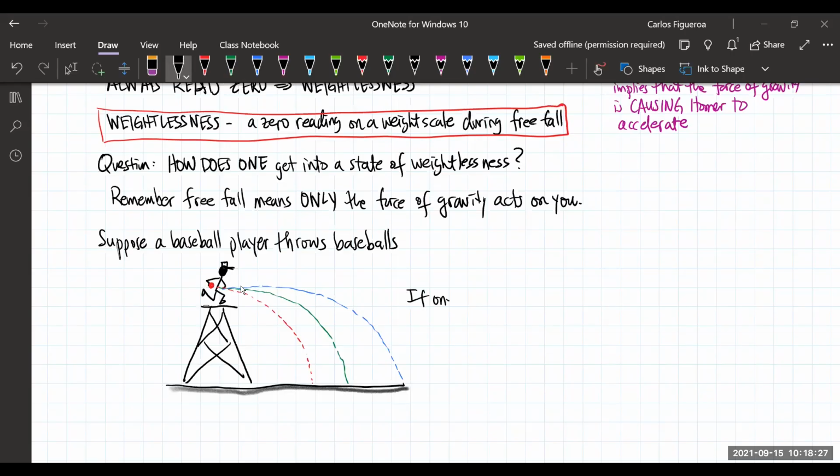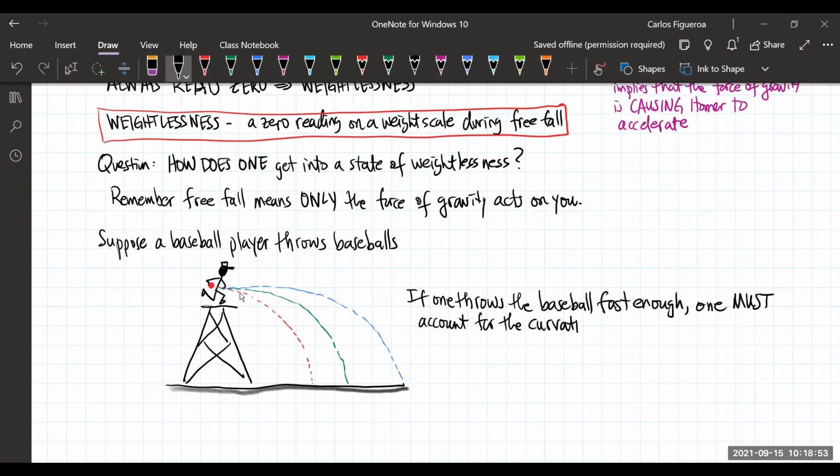If one throws the baseball fast enough, one must account for the curvature of Earth's surface. You have to account for that.